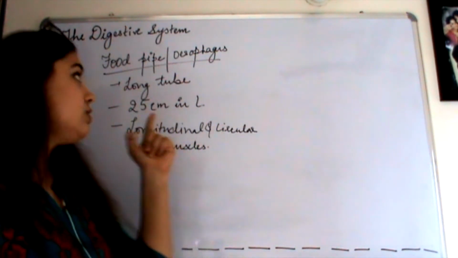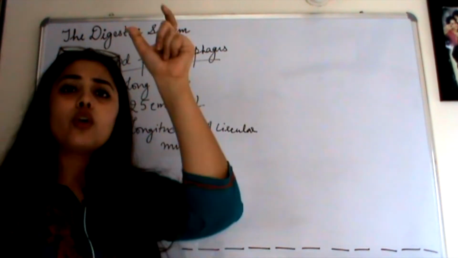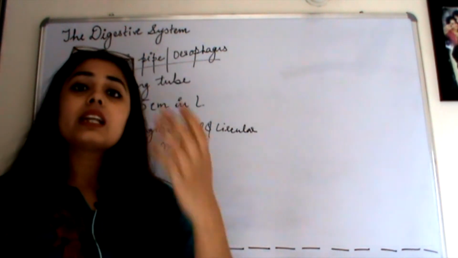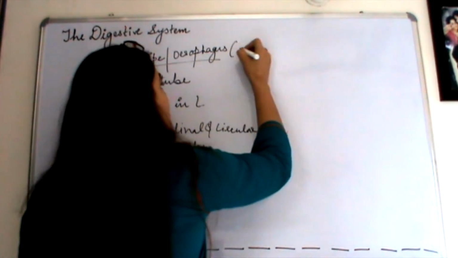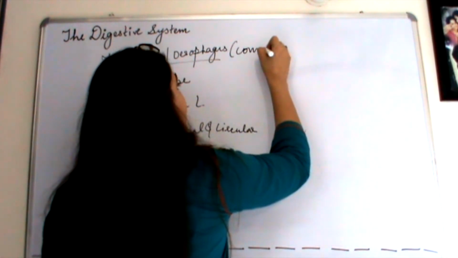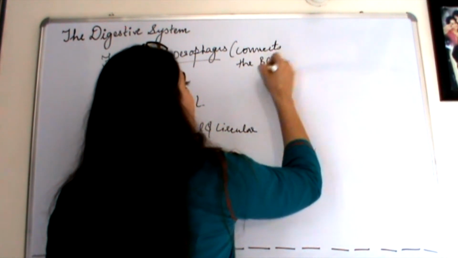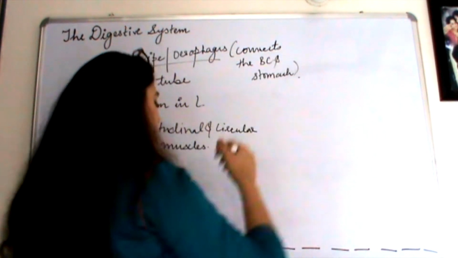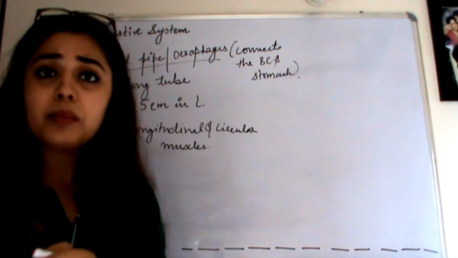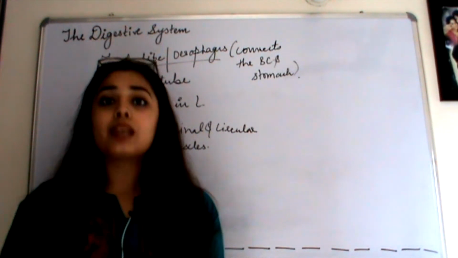As I've already written on the board, food pipe or esophagus, as you all must have studied, this is a long tube-like structure which connects the buccal cavity and the stomach, right? So it is acting as a common link between the buccal cavity and our stomach. So it is a long pipe-like structure.